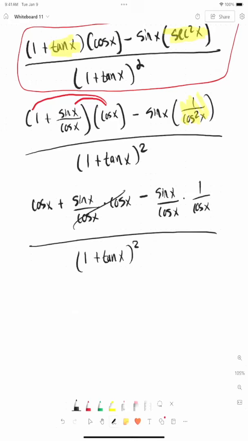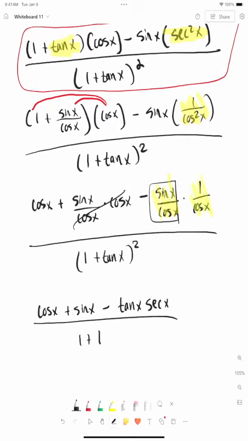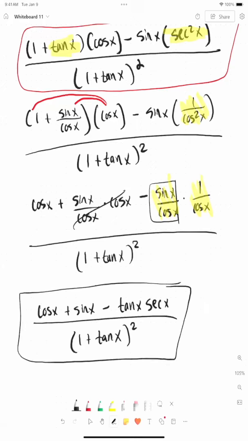These two could cancel out, so we're left with cosine x plus sine x. We could change this sine x, so this one highlighted here. The sine x over cosine x is tan x, so minus tan x. And then we can change this 1 over cosine x to secant x, over the (1 plus tan x) squared. And this, ladies and gentlemen, is our final answer.